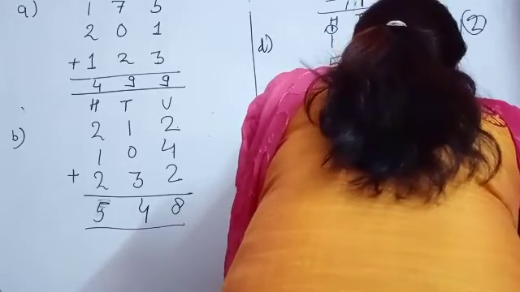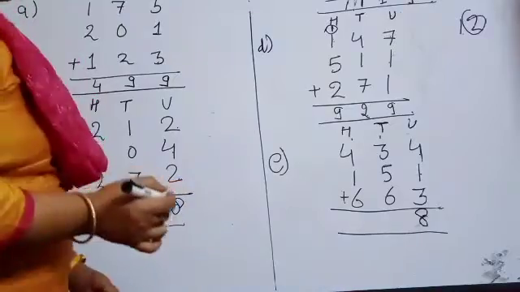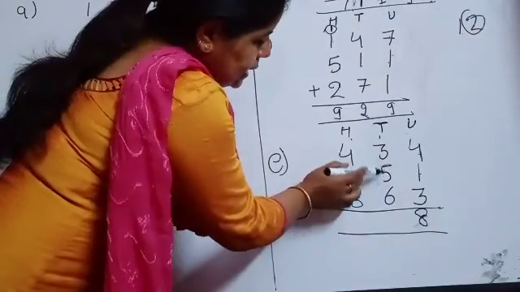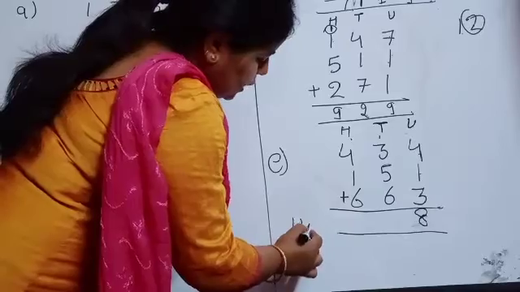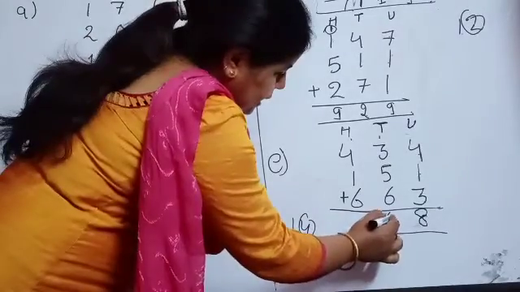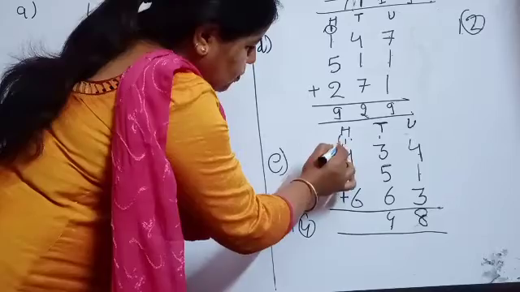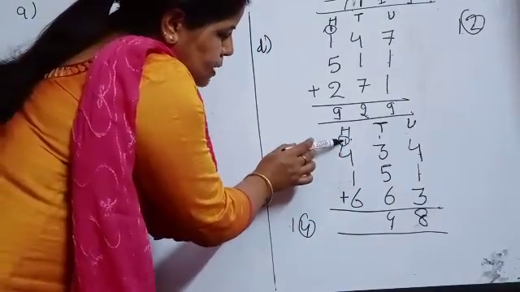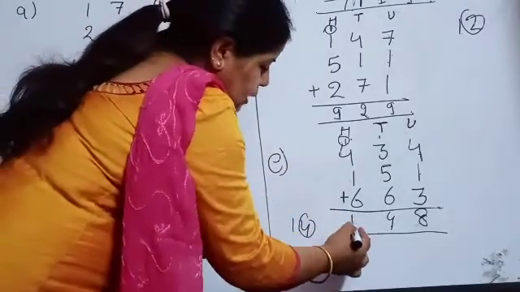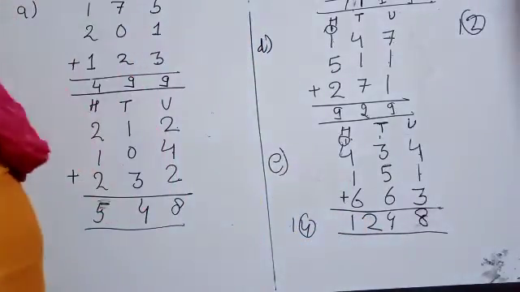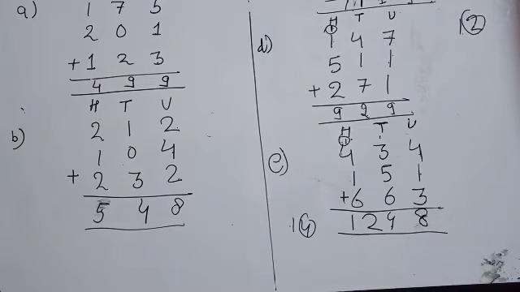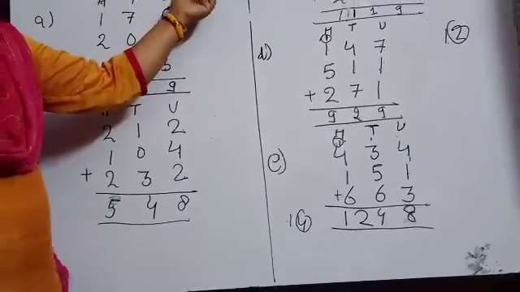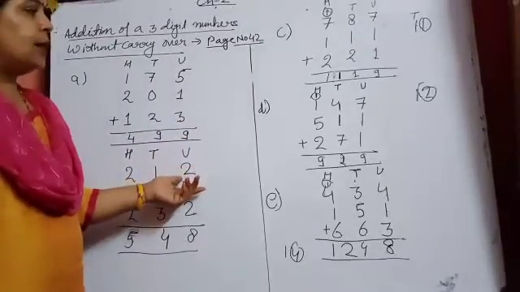Just see 8. Now see that, 5 plus 3, 8. 8 plus 6, 14. So of 14, the unit place digit 4 you will write here. Tens place digit 1 will go as a carryover here. Now see that, 4 plus 1, 5. 5 plus 1, 6. 6 plus 6, 12. So 1248 will be your answer. In this way you will complete up to the page number. This is on page number 42. The rest of this page you will complete yourself.